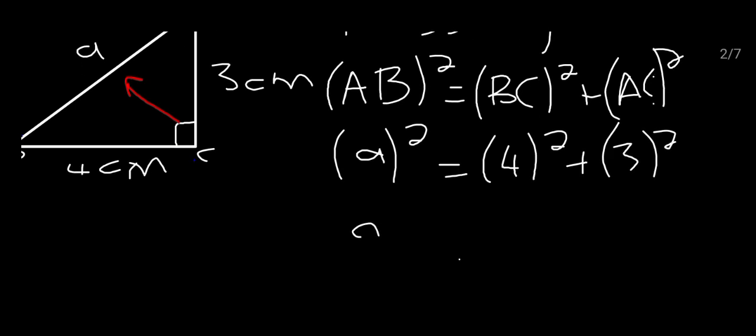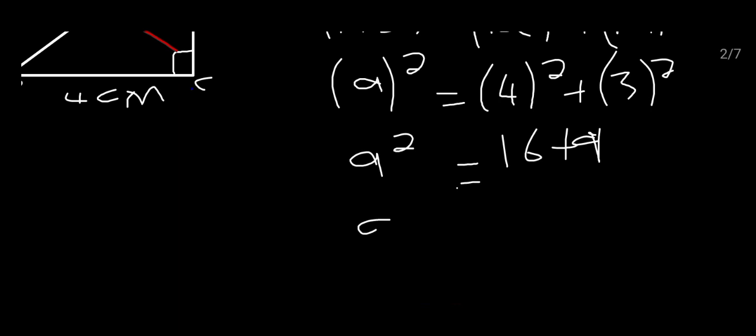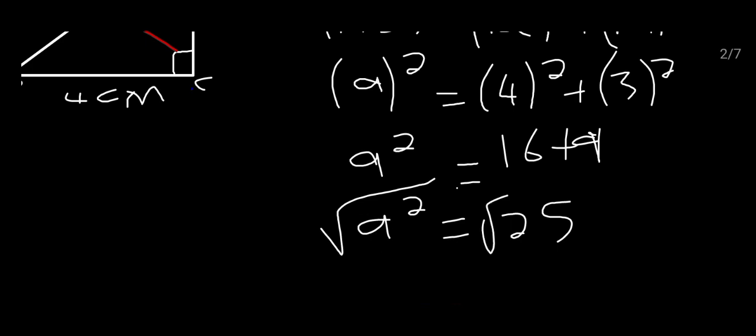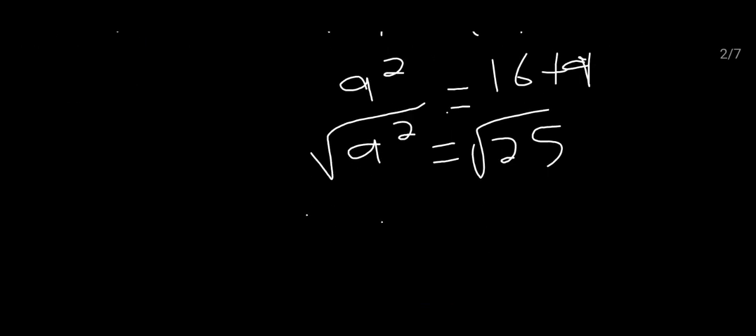Then it's A squared over here, and then 4 squared is 16, then plus 3 squared, which is 9. Then A squared equals 16 plus 9, it's 25. Then I'm going to square root both sides, because we want A, not A squared. Therefore A is 5.